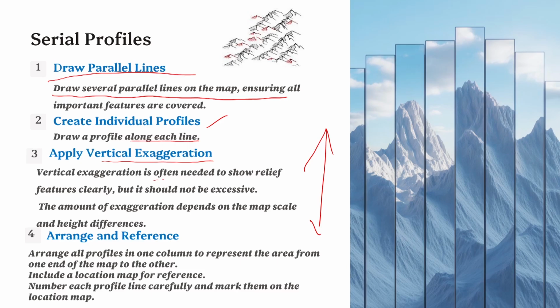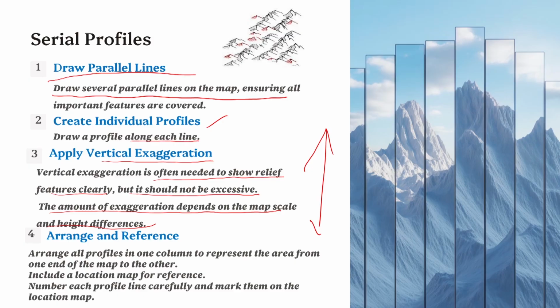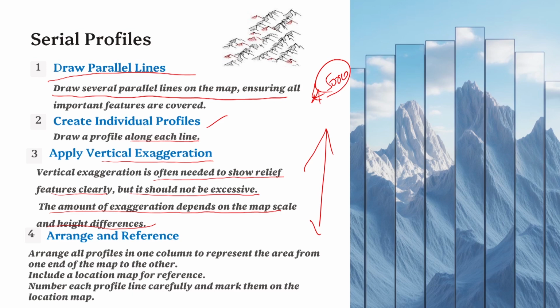Vertical exaggeration is often needed to show relief features clearly, but it should not be excessive. The amount of exaggeration depends on the map scale and height differences. So, for vertical exaggeration you need to understand what the minimum height and maximum height of that area are, and only then can you draw the vertical exaggeration. Over-exaggeration is also very wrong. For example, if the maximum height is 5000 meters, you can make a 6000 vertical exaggeration, but 9000, 10,000 or 12,000 means you can't portray the real world exactly.